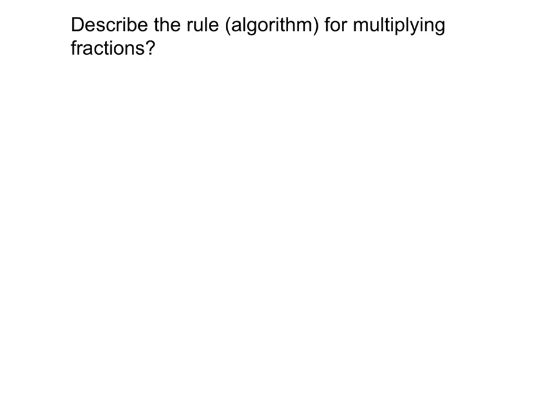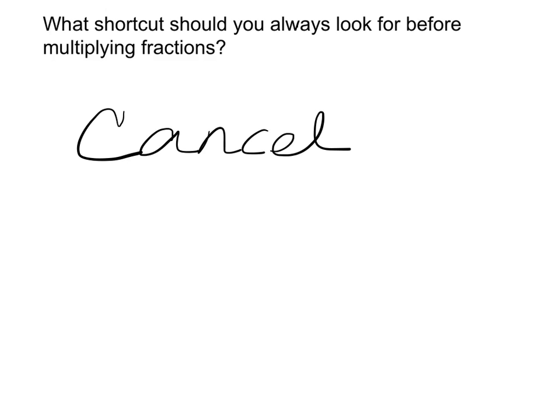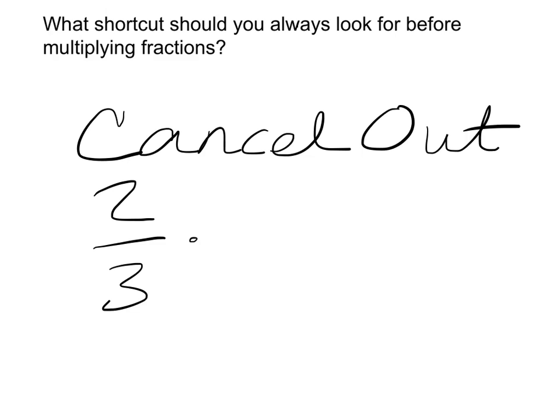Now in your own words, describe the rule or the algorithm for multiplying fractions. And remember, we've been talking about a shortcut that you should take before you multiply fractions. Remember to cancel out. Or in other words, simplify before you multiply. For instance, if we have 2/3 times 9/16.